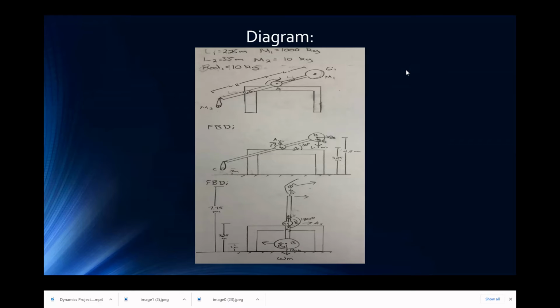This is our diagram of our trebuchet. We divided the one rod into two links, L1 and L2. This is our mass M1, and this is our projectile M2. The trebuchet is going to rotate clockwise. It starts out at 30 degrees with M2, and then rotates a full 120 degrees at the release point.